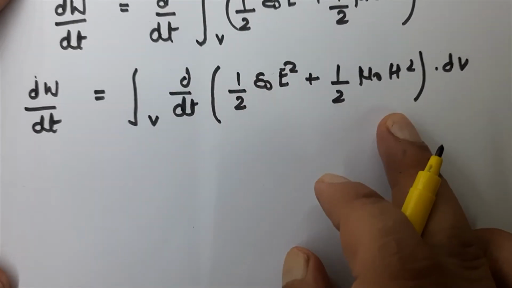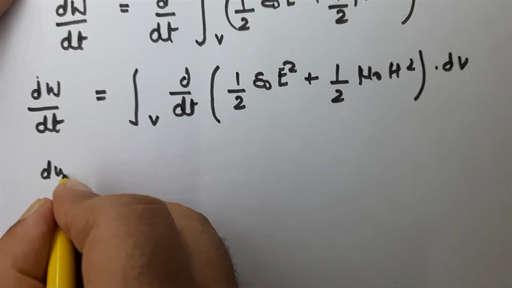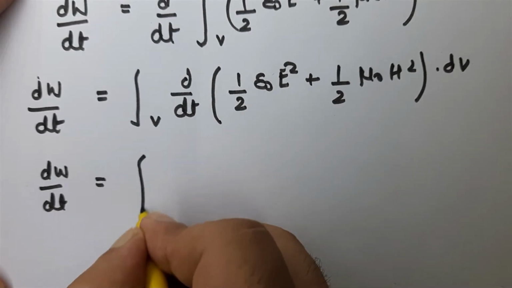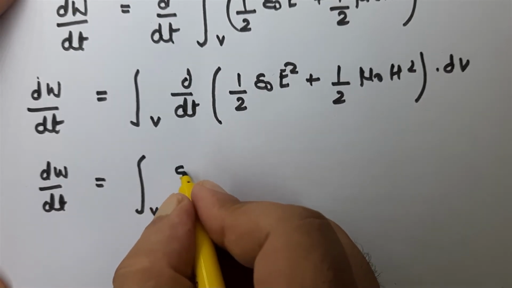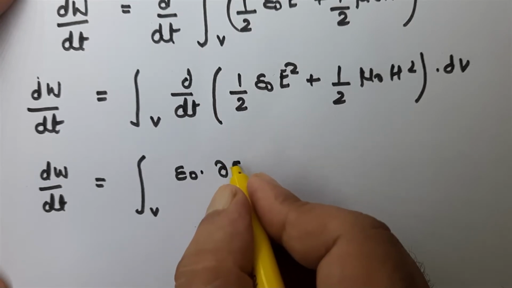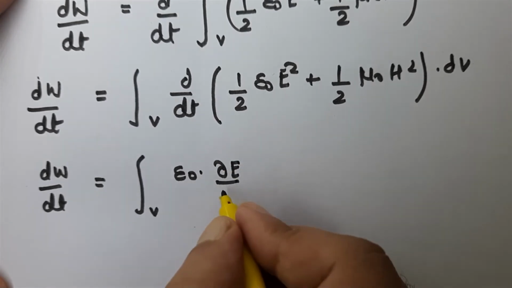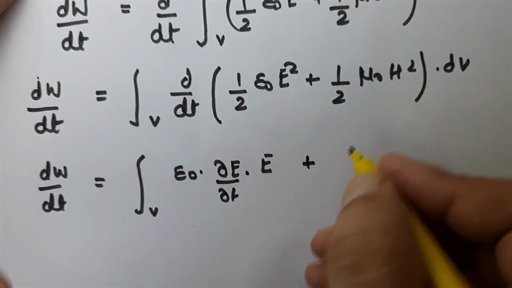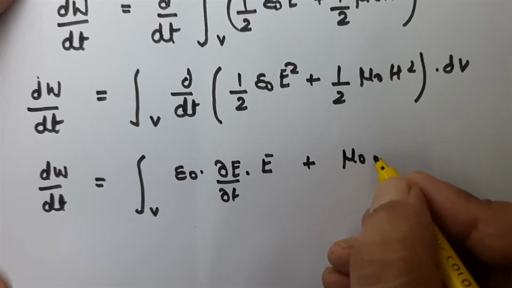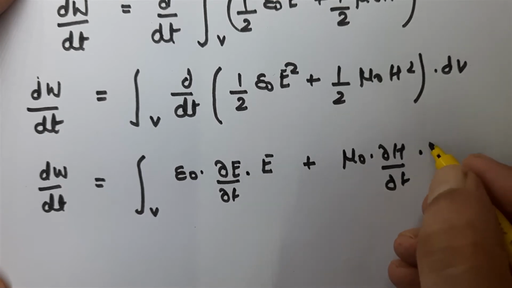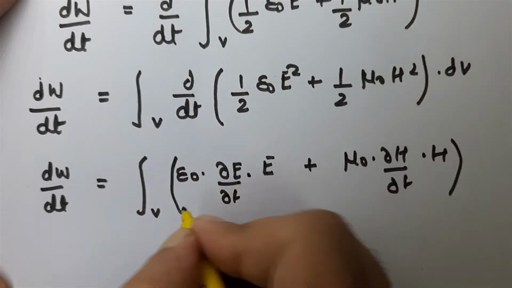So the terms can be differentiated with respect to time. So it will lead to integration over the volume of epsilon 0 del E by del T into E. Similarly, this can be written as mu 0 del H by del T into H over the volume.